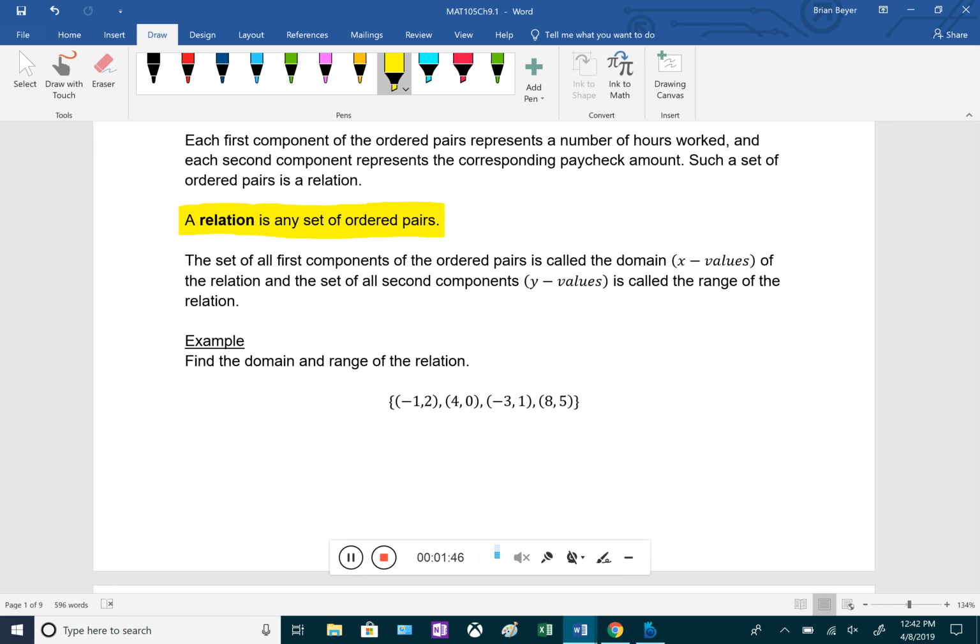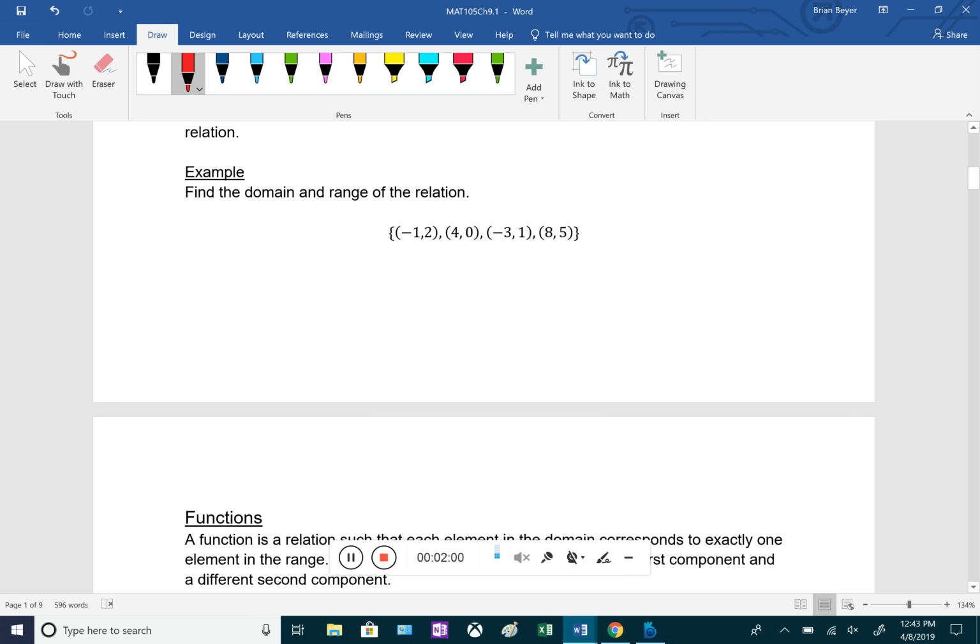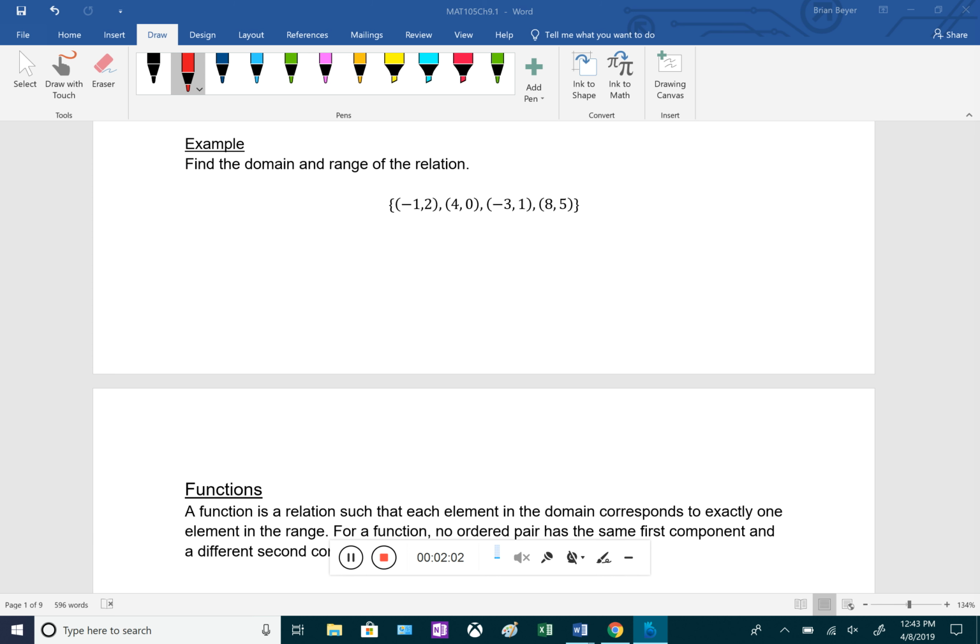The set of all the first components in the ordered pairs is called the domain, which are considered x values. And the set of all the second components is called the range, which will be the y values. So doing this example here, let's find the domain and range of this relation. We have (-1, 2), (4, 0), (-3, 1), and (8, 5). So we want the domain and range.